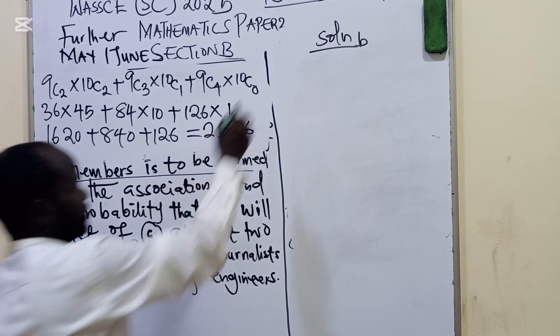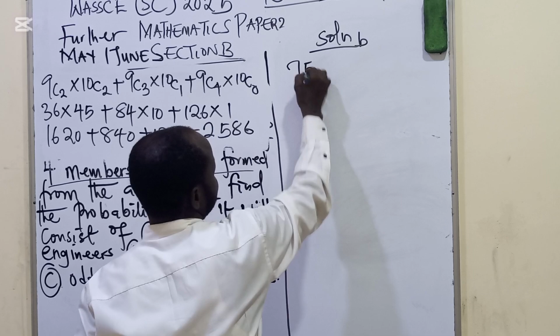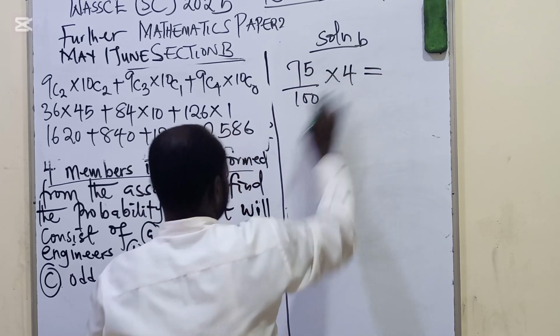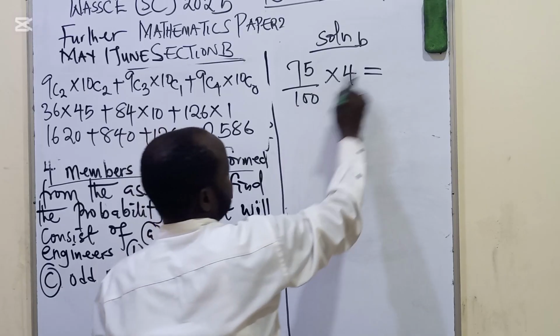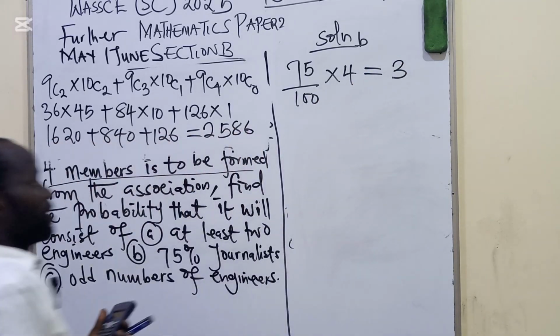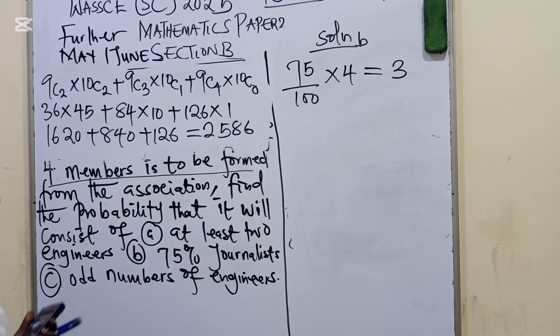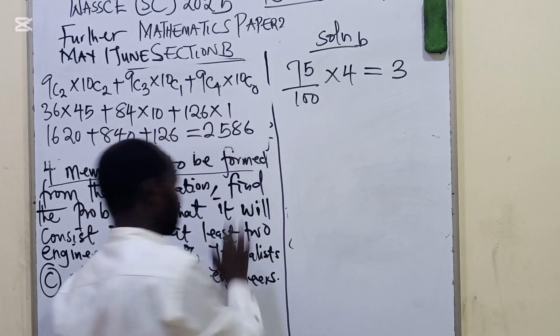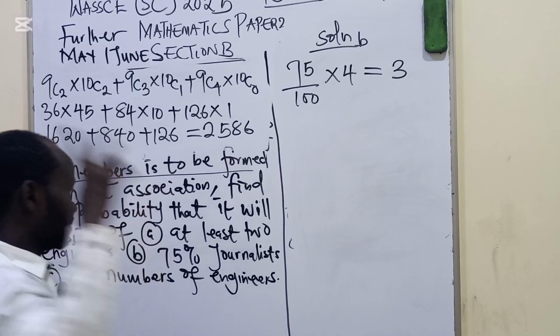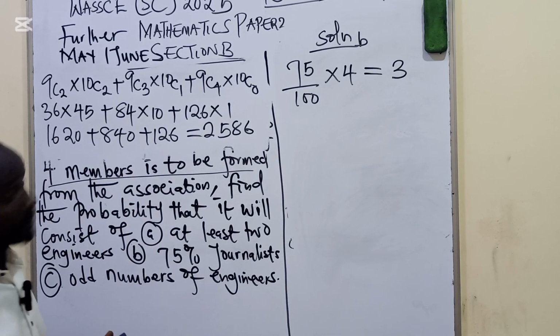75% journalists. So let's find 75%, which is 75 divided by 100 of the 4 members. This will be 300 divided by 10 divided by 100, that will be 3. So meaning we have 3 journalists. Now 75% of journalists is the same as saying 3 journalists. So if you are picking 3 journalists, we have to pick 1 engineer.